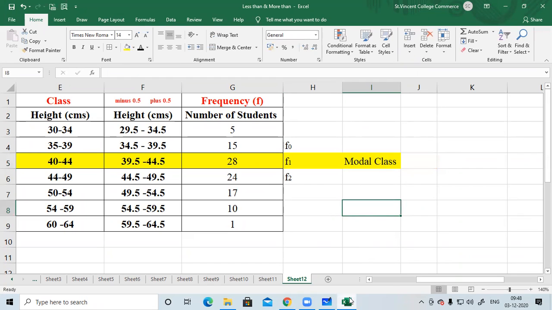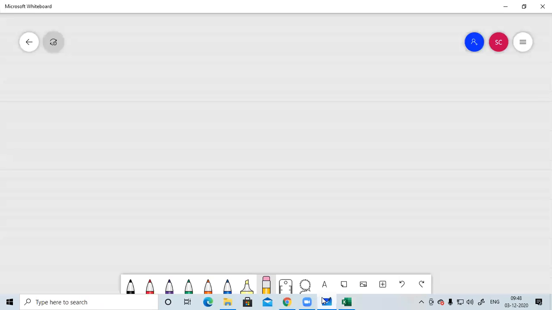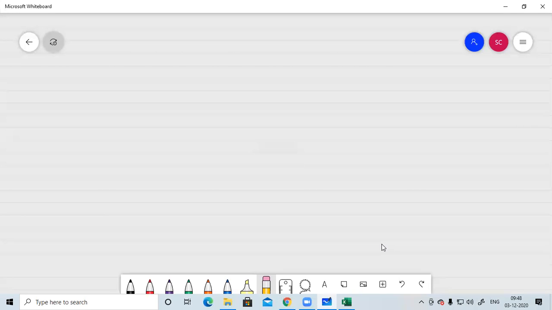Now we've got the data. Let's start solving the sum. So let's write the formula again. Mode is equal to L1 plus, L1 being the lower limit.